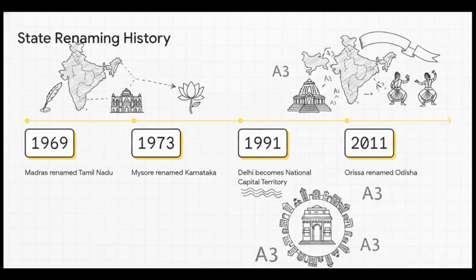Now pay special attention to 1991. The Union Territory of Delhi was redesignated as the National Capital Territory of Delhi by the 69th Constitutional Amendment Act. Note that this did not confer full-fledged statehood. That is a highly testable distinction for your prelims.